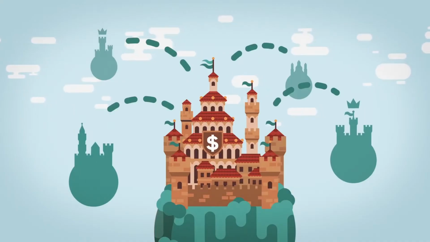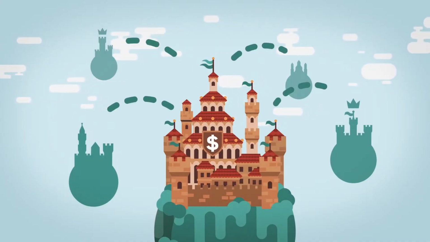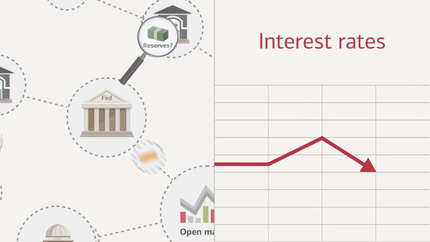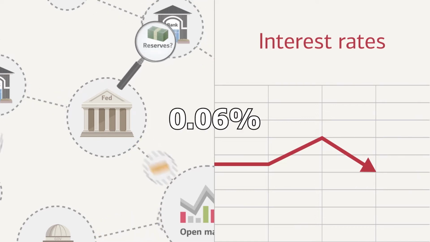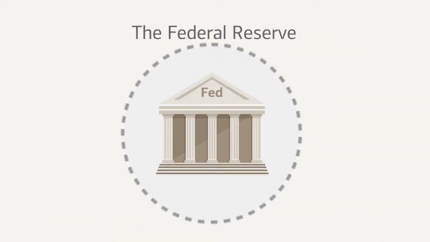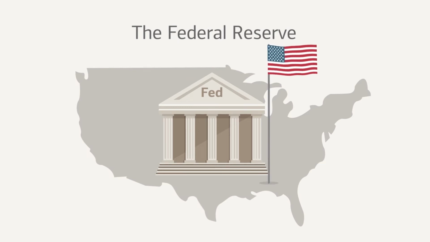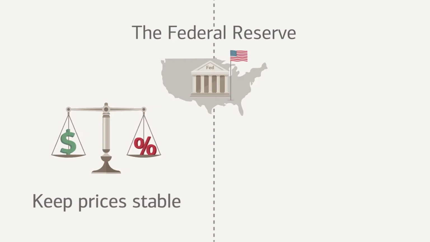As a result, the savings account rate at some of the largest retail banks has been hovering near rock bottom, currently at a mere 0.06% on average. The central bank for the United States, the Federal Reserve, or the Fed, is tasked with maintaining a certain level of stability within the country's financial system.